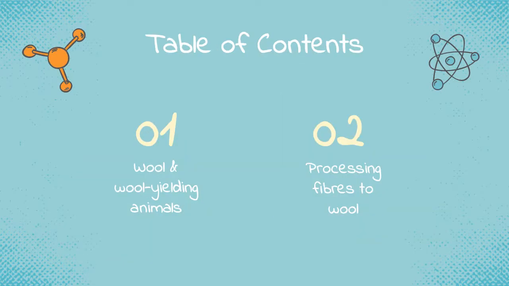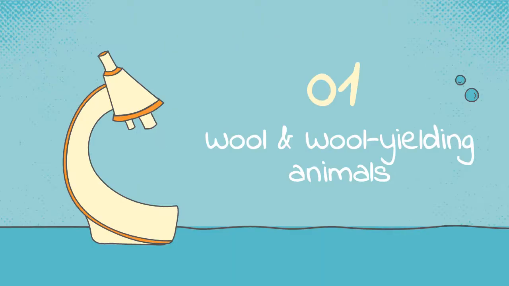We have two parts to this topic. Part 1: Wool and wool yielding animals. Part 2: Processing fibers to wool. Let's begin with the first topic, that is wool and wool yielding animals.